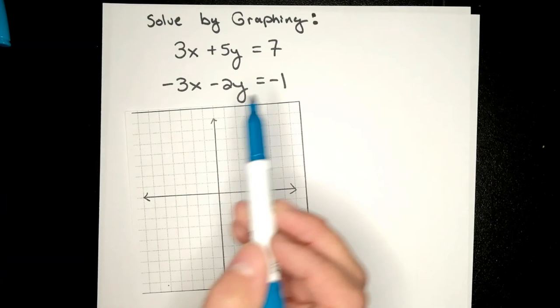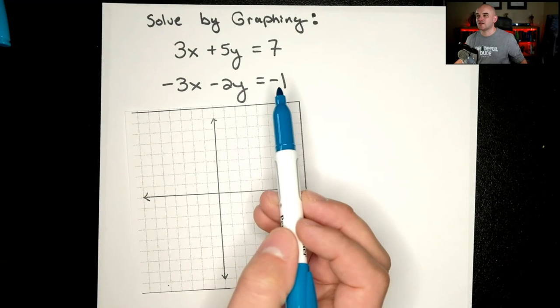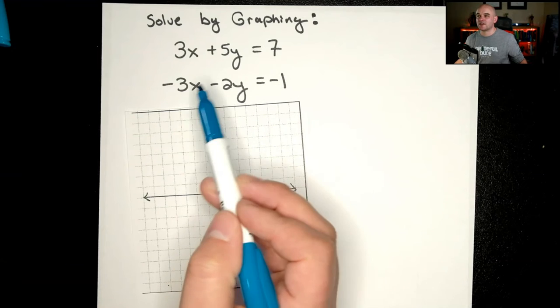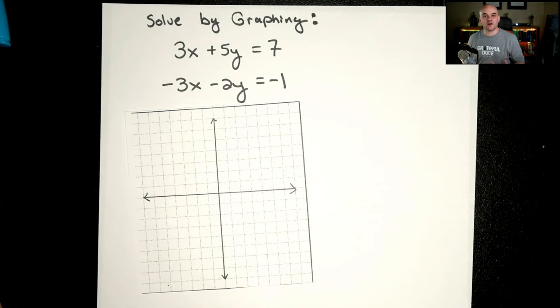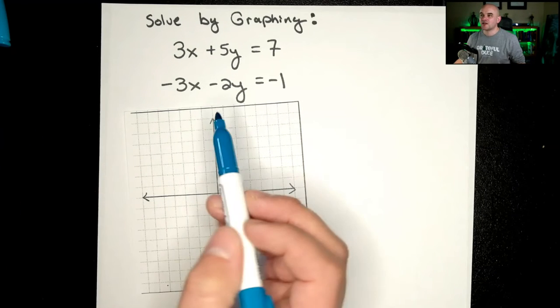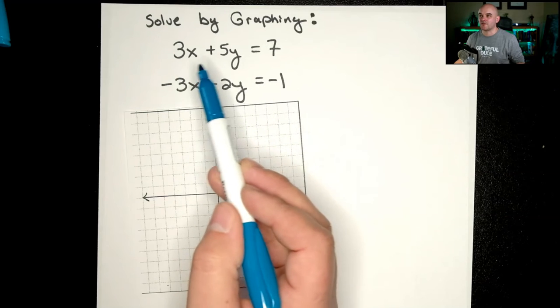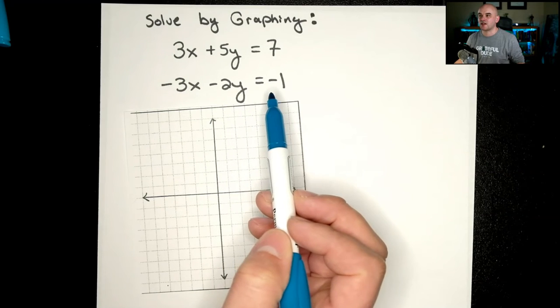Same thing with the second equation right here. I want to find an x and y that will make this equal to negative 1. So if I were to graph the second equation, any point on that second equation is going to be equal to negative 1 when I substitute that point in. And so there's an infinite amount of solutions for the first equation, and an infinite amount for the second equation right here.